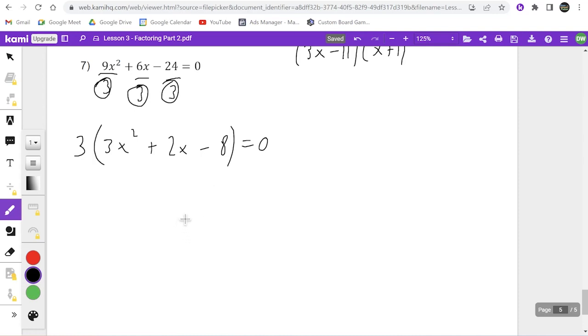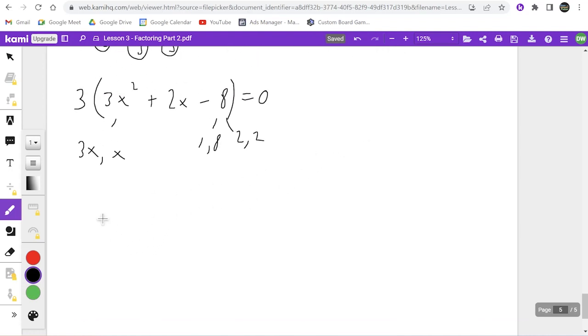Now, unfortunately, this is still going to be hard factoring because the 3x squared is the first term, but that's okay because we've been doing this all day. So the factors of 8, we've got 1 and 8, and we have 2 and 2. And I know that the factors of 3x squared are going to be 3x and x. So now let's write out all the combinations. Oh, I forgot to mention, that's minus 8, so it's one of each.